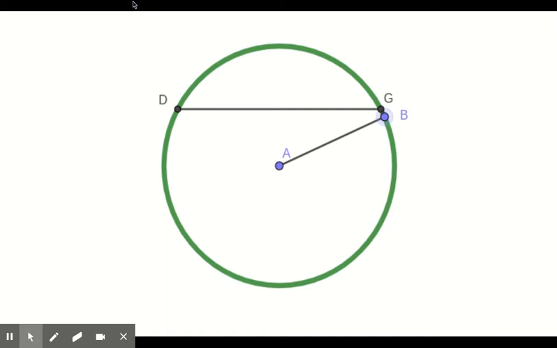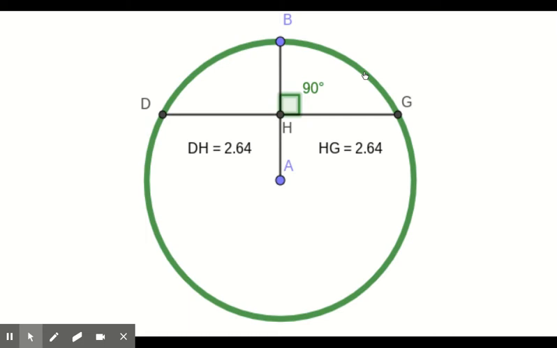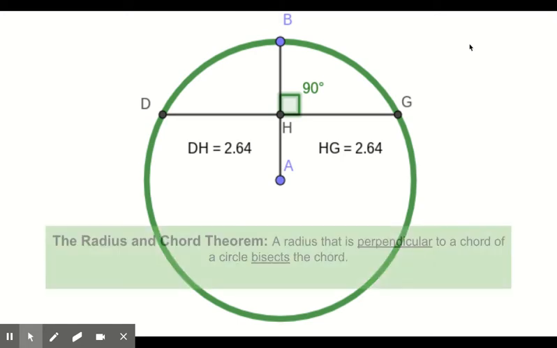Now let's take a look at the relationship between the radius and a chord. So I have my radius AB and my chord DG. Now I can move that radius AB so that it is perpendicular to DG. Here, if it is perpendicular, meaning that it creates a right angle, then we know that it cuts the chord directly in half. Each side, DH and HG, are equal. They both equal 2.64 units.